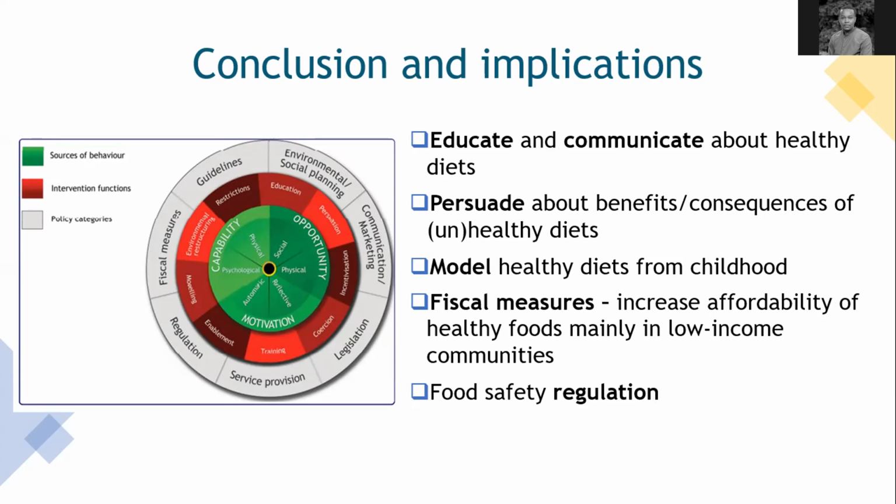And we can have fiscal measures that increase affordability of healthy foods, mainly in the low-income communities. And we can have food safety regulation to make sure that healthy foods that are in the market are safe and therefore does not affect the optimism of people taking or eating those healthy foods.